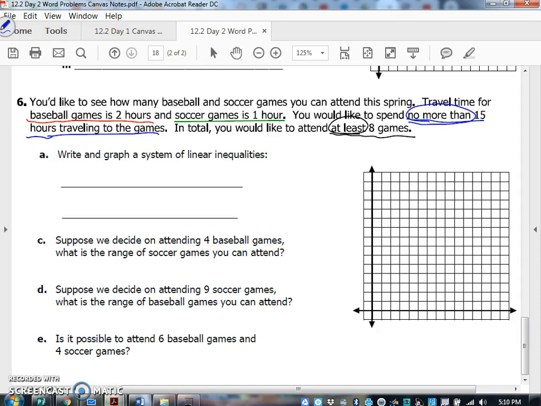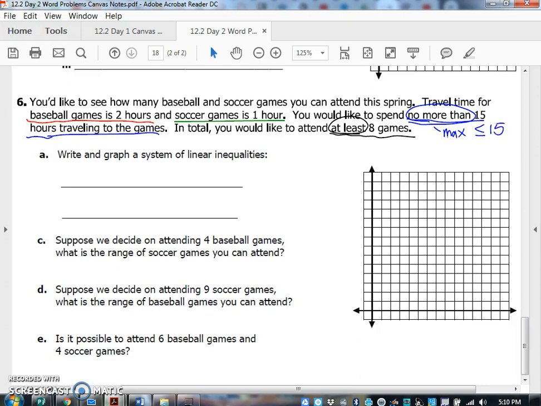So our key words here are going to be at least and no more than. No more than is a max, which means everything has to be less than or equal to 15. I'd like to spend no more than 15 hours traveling. I can spend 15 hours traveling. That's not more than 15. I could spend 13 hours, 12 hours, 10 hours, 0 hours. So this is going to be less than or equal to 15.